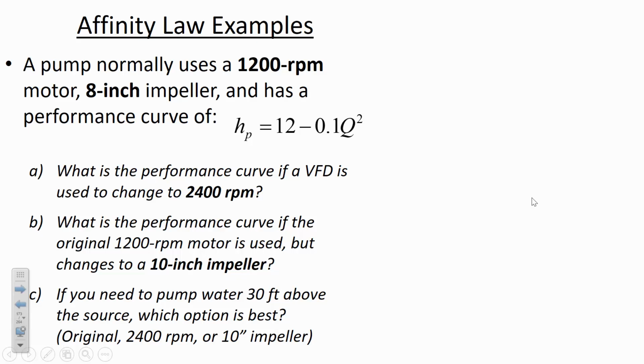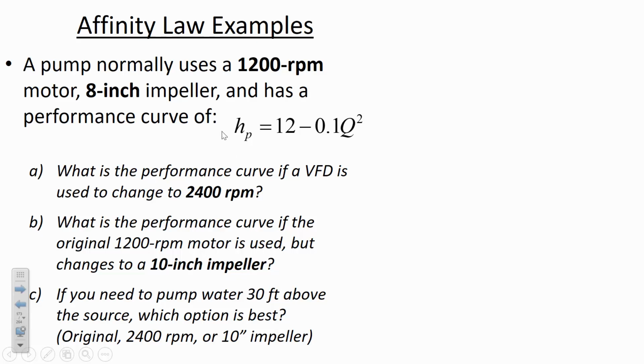At 1200 RPM, this is what the pump is able to do. It has a cutoff head of 12 meters, which means if you're trying to lift water any further than 12 meters, this pump will just be spinning its wheels, so to speak. It won't be moving any flow.